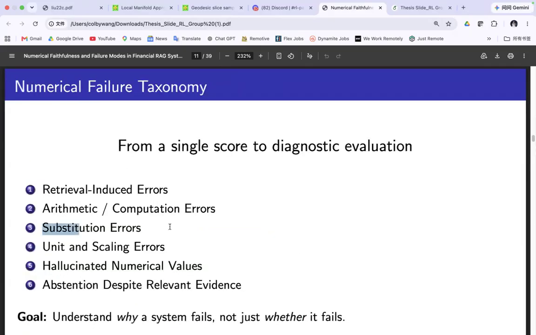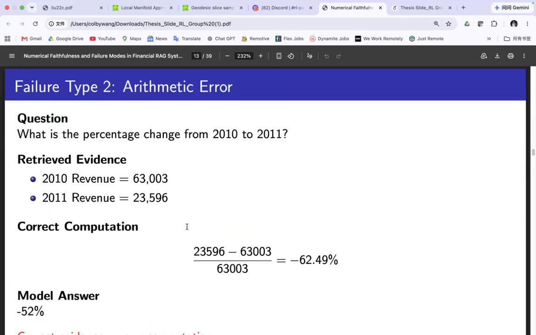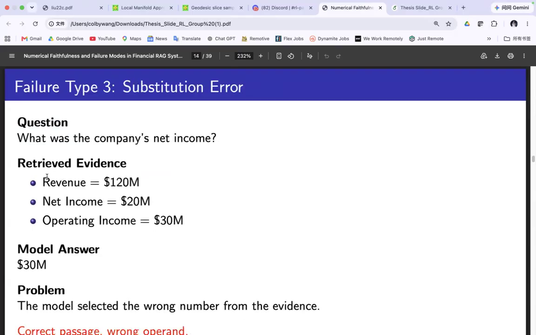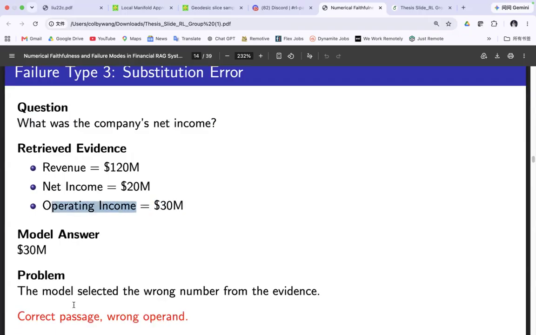The third failure type is what we call substitution error. So let's say the question is: what was the company's net income? Let's say the retrieved evidence contains the revenue, the net income, and also the operating income. And let's suppose the model produces the answer as 30 million, and we know that the answer is incorrect because the model selected the wrong number from the evidence, because this is asking for the net income and not the operating income. This is an example of correct retrieved evidence, but the wrong number obtained.